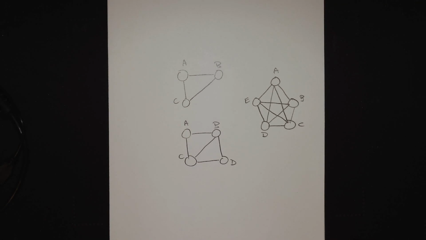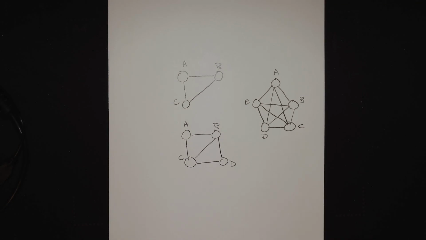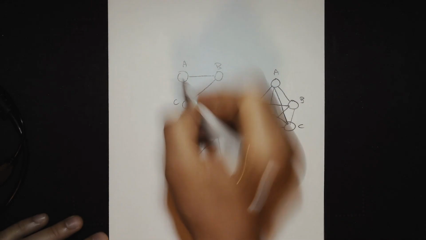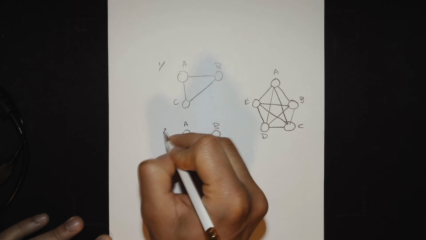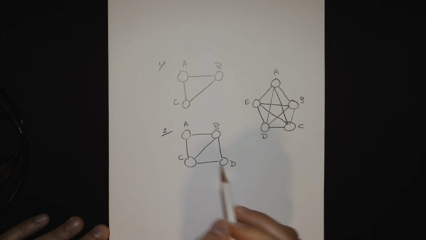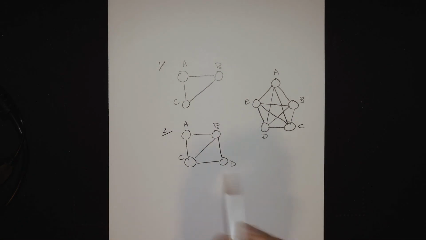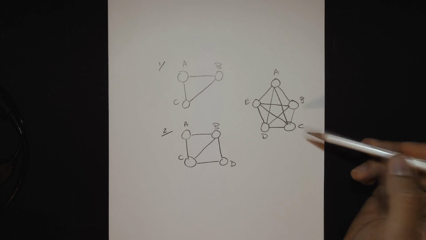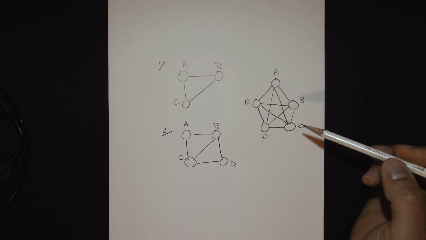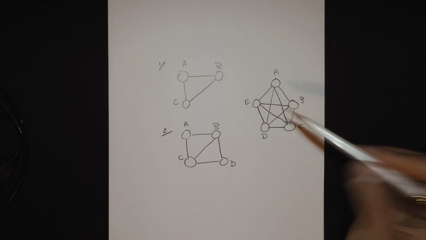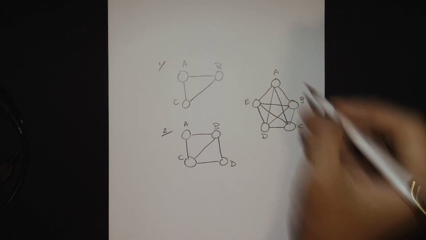So I've gone ahead and drawn three graphs here. The first graph has 3 vertices, 3 edges. The second graph has 4 vertices, 5 edges, and then the last is the complete graph on 5 vertices, which has 5 vertices and, 5 times 4 divided by 2, 10 edges. All right, so this is graph 3.